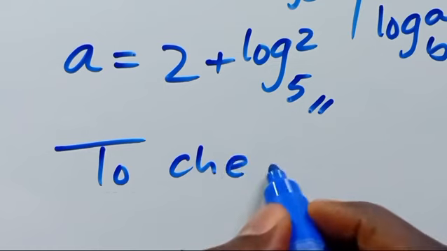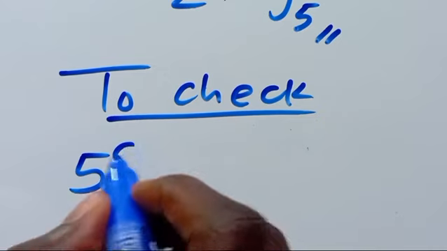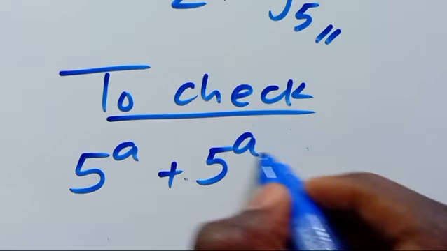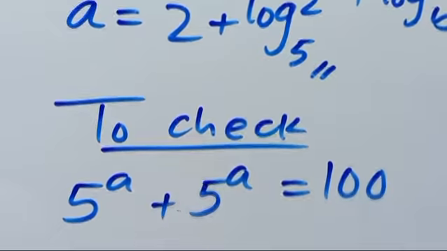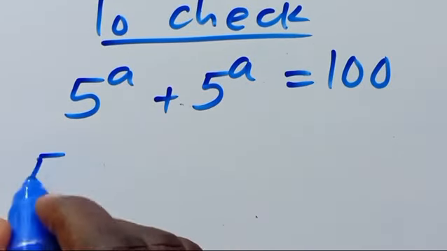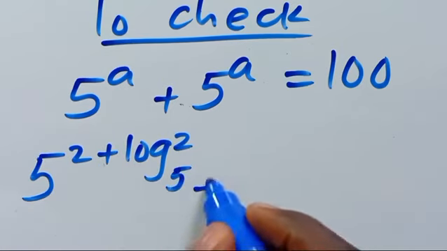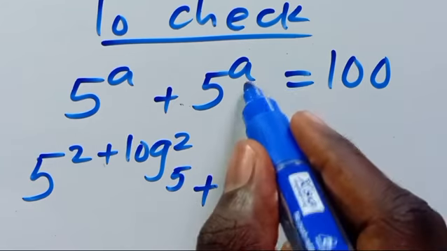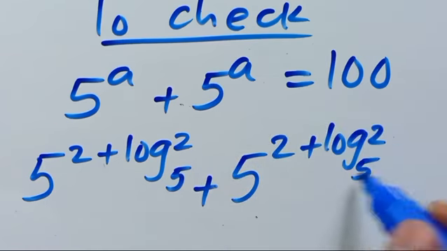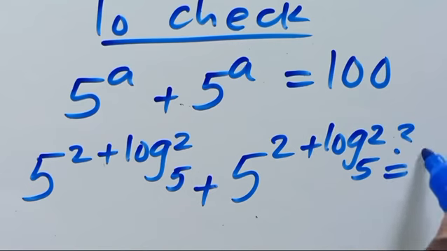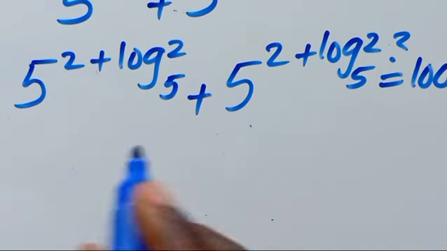So to check, we have to recall that we have 5 to the power of a plus 5 to the power of a equals 100. When a equals 2 plus log 2 in base 5, let's substitute it here. We are going to have 5 to the power of 2 plus log 2 in base 5, again plus 5 to the power of 2 plus log 2 in base 5, and it's going to give us 100. So from here, we have this repeated 2 times, meaning we can factor it out.